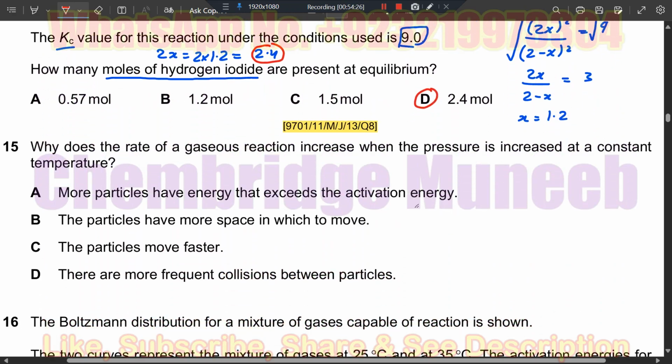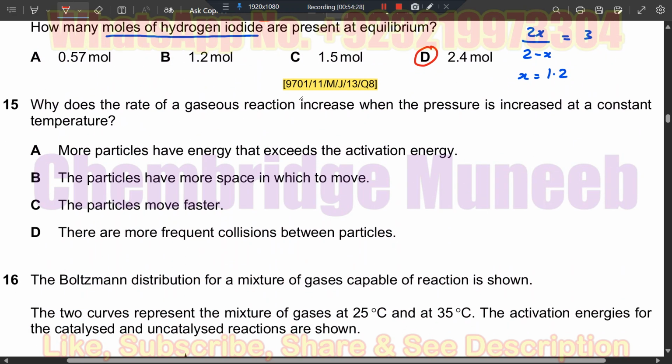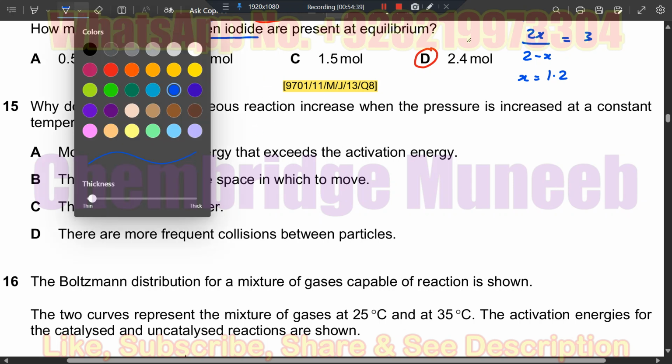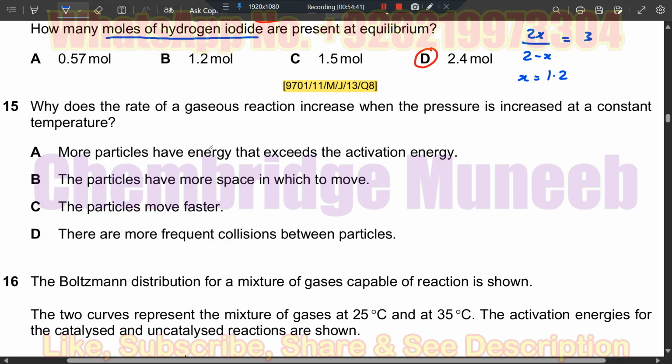Now next, question number 15. Why does the rate of a gaseous reaction increase when pressure increases? This is also a repeated question from May-June 2013. By increasing the pressure, what could be the reason for the increased rate of reaction?